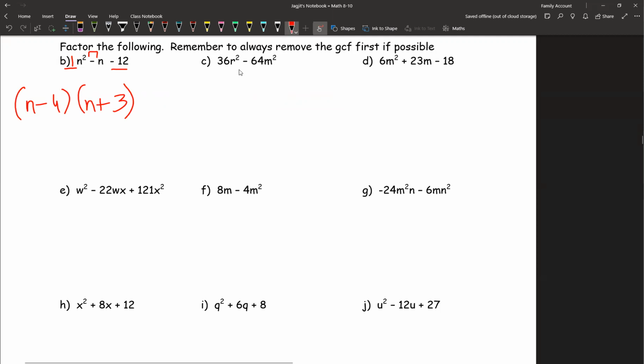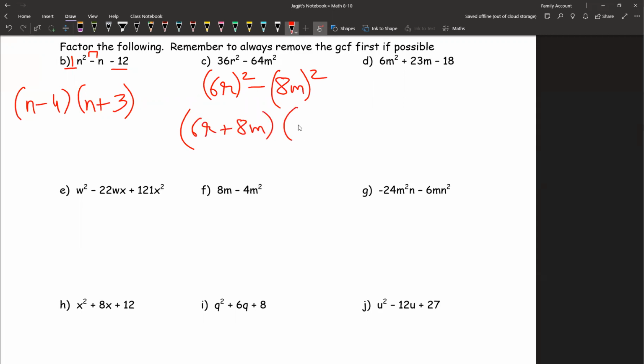On C, I see we got 36r squared minus 64m squared. I recognize that's like a difference of squares, because 36 can be written as 6 squared and 64 can be written as 8 squared. So we can rewrite this as (6r) whole squared minus (8m) whole squared. So it will be a plus b times a minus b. So it will be 6r plus 8m times 6r minus 8m.